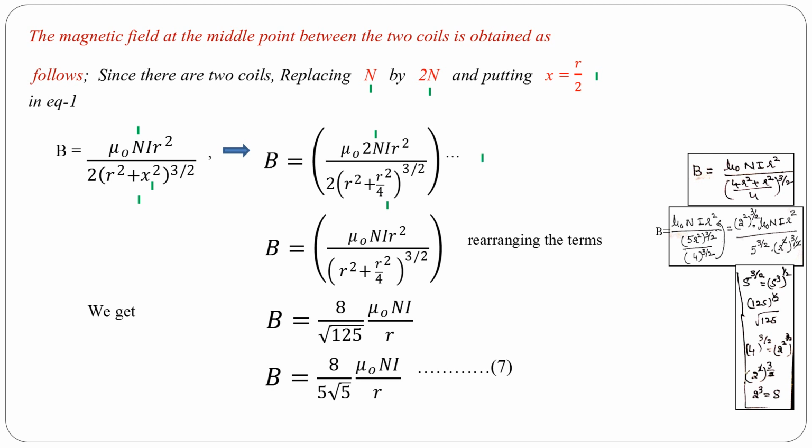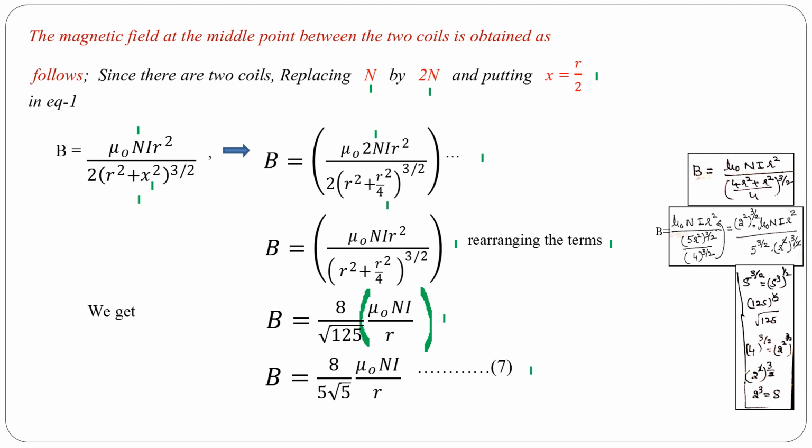In the next step, we have the equation for the magnetic field due to two coils as B is equal to mu naught N I R square divided by (R square plus R square by 4) whole to the power of 3 by 2. Now we are rearranging the terms and finally we arrive at B is equal to 8 divided by square root of 125 into mu naught N I divided by R.